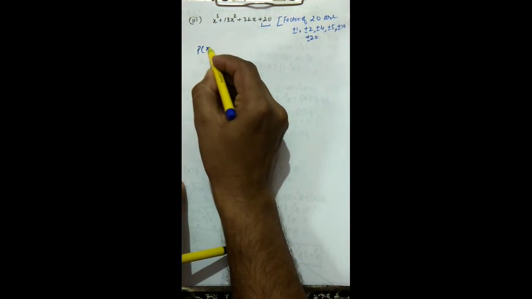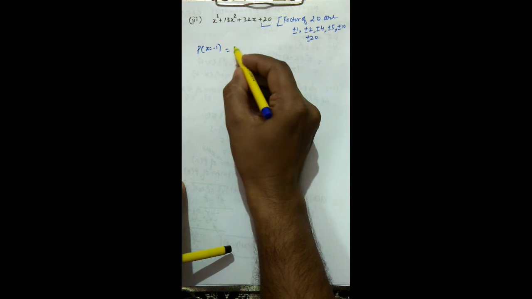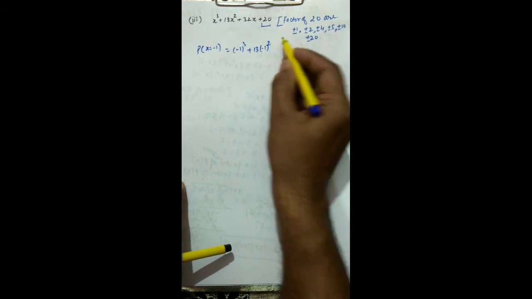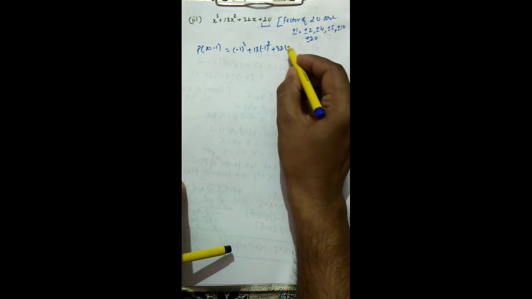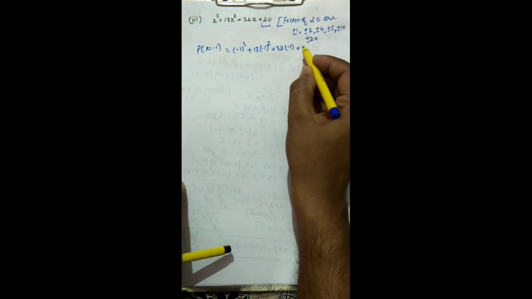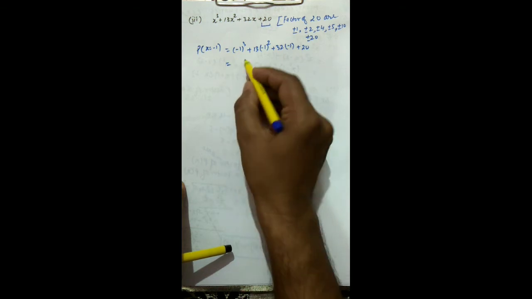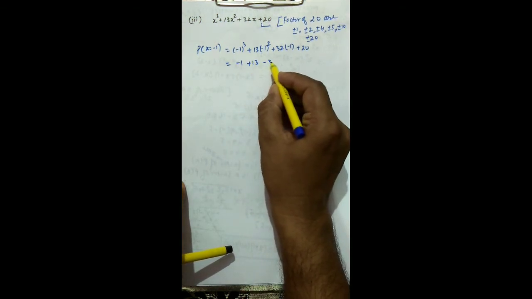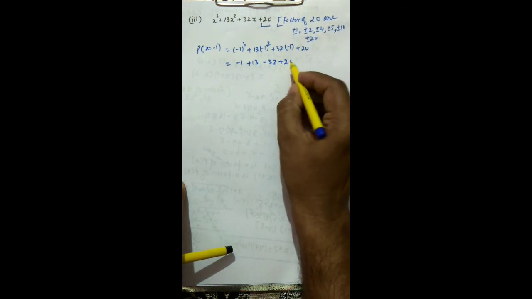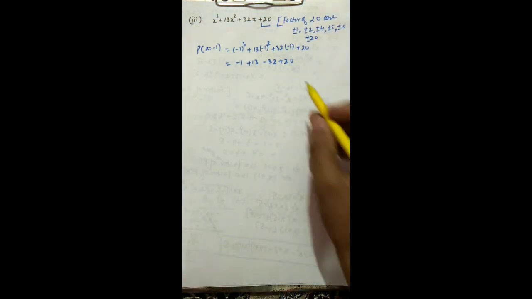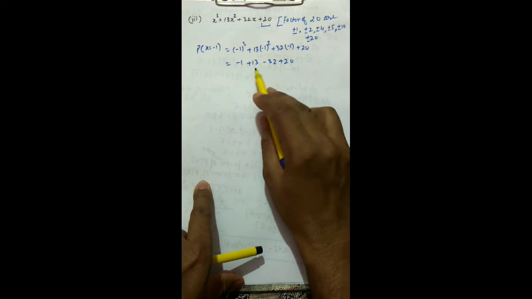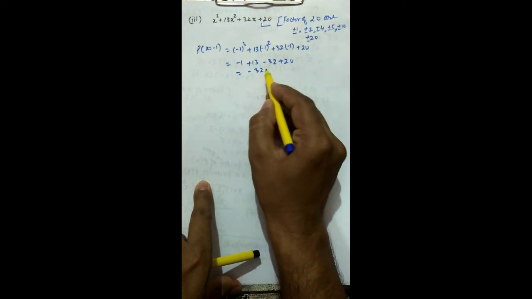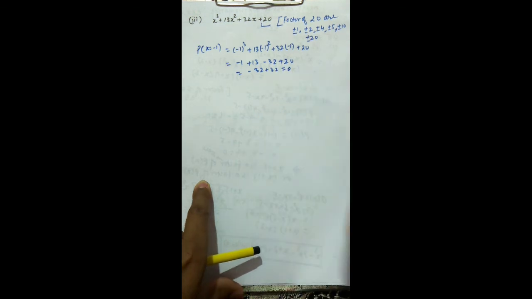So x equal to minus 1 I am putting, so this becomes minus 1 cube plus 13 into minus 1 square, and this becomes 32 into minus 1, this is plus 20. So now this becomes minus 1, this becomes plus 13, and this becomes minus 32, and this becomes 20. So you can see now that this minus 32 and this plus 32, so the answer is coming minus 32 plus 32, so it is coming as 0.